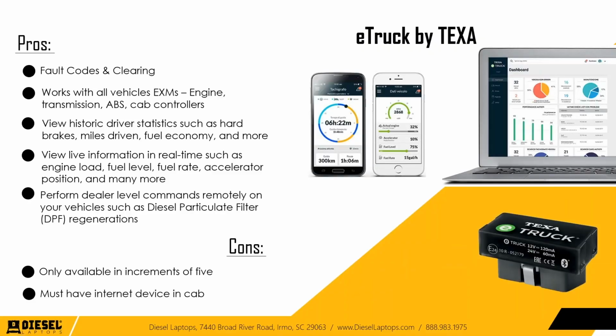So the other kind of advantage that Texa has right now is they have this eTruck module. It's this cool little tool. You can see it down there in the bottom right. It's an OBD2 connector, but they do sell cables to convert from OBD2 to 9-pin. So I have them here, and for people watching the YouTube video later, you'll be able to see them on the screen. They're pretty tiny, right? About the size of my thumb.